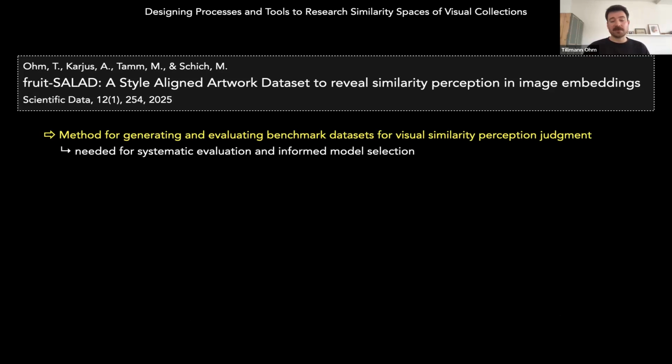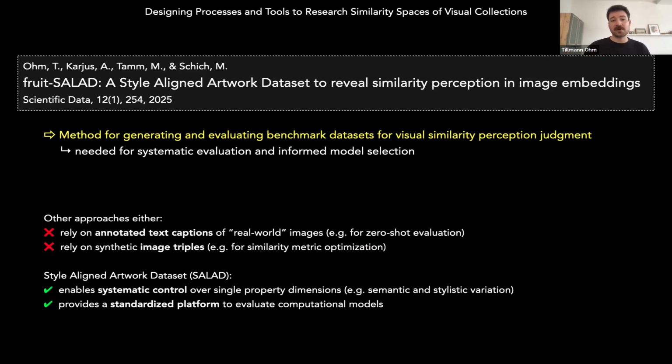We need to understand what type of similarity a specific model picks up. Does it focus on semantic meaning or style, composition? Is it more about color, shape, and so on? Related work rather focuses on recognition tasks with text annotations or optimization tasks of single metrics using image triplets, but they do not offer systematic control over single property dimensions to investigate different aspects. With the SALAD framework, we now have such a controlled, standardized way to generate benchmark datasets and evaluate model perception.